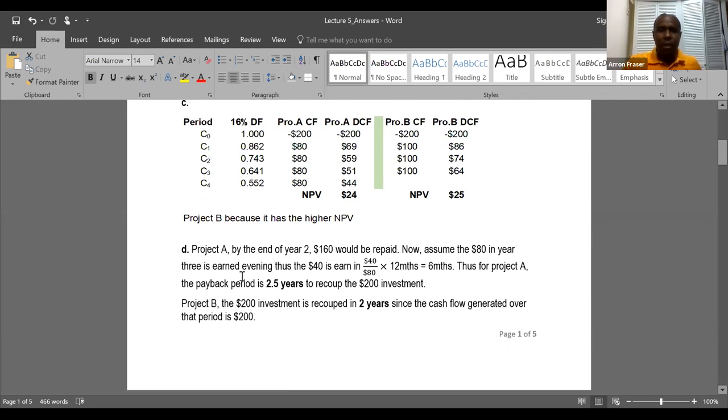Now you assume that the 80 in year three is earned evenly throughout the year. Thus, the remaining 40 is earned in 40 over 80 times 12 months, which is 6 months. So project A will have a payback period of 2.5 years. And for project B, coincidentally, the cash flows coincide exactly with the initial investment outlay, so that's 2 years. So the payback period for project A is 2.5 years, and for project B it's 2 years. Any questions on that? No, sir.